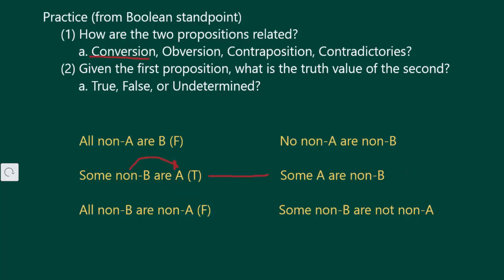Now let's take a look at the last pair of statements. It says that all non-B are non-A, and then we're told that some non-B are not non-A. If you said that these statements are contradictories of one another, you're correct. One thing to note is that we move from a universal statement to a particular statement. But neither conversion, obversion, nor contraposition tells you to move from the universal to the particular, so that already rules those out as possibilities.